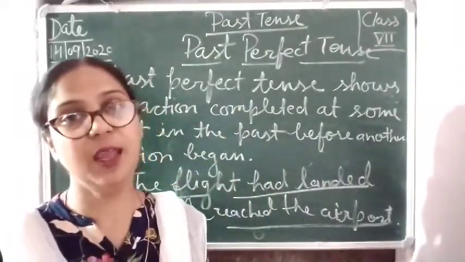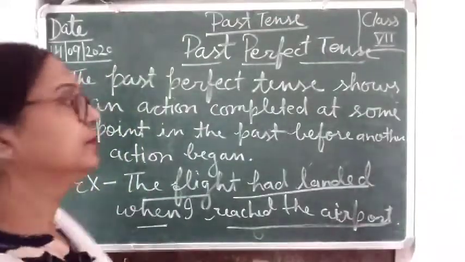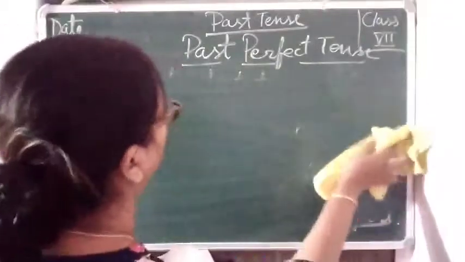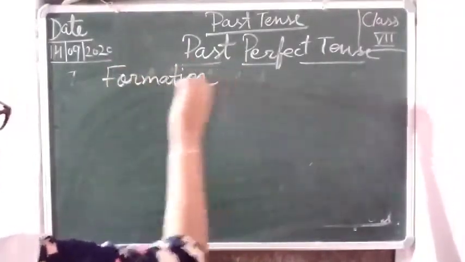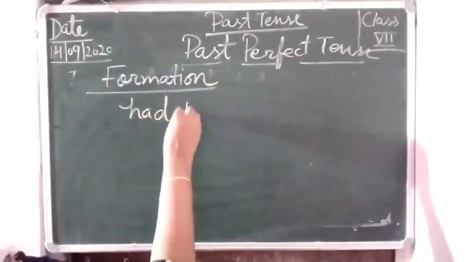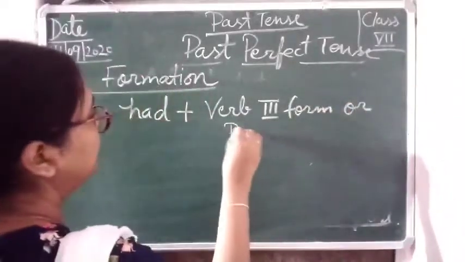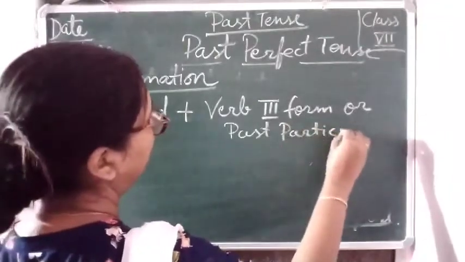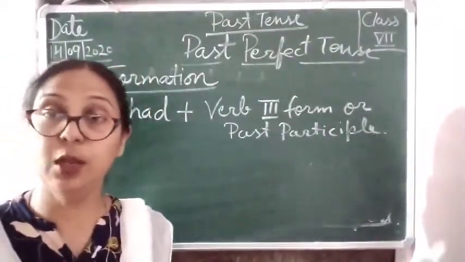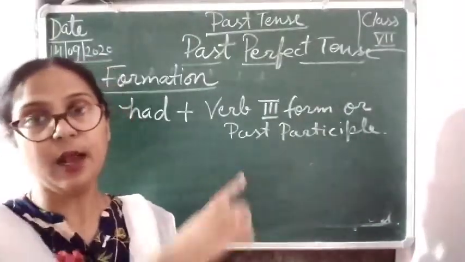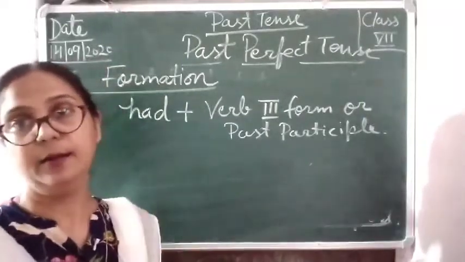Now let's learn how to make past perfect tense, the formation of past perfect tense. First of all, we should know the formation. Had will be used plus verb third form, or you can say past participle. This is the rule of past perfect tense. So always remember, only one auxiliary verb will be used, had, and after that verb third form, whether the subject is singular or plural. You have to use had every time.